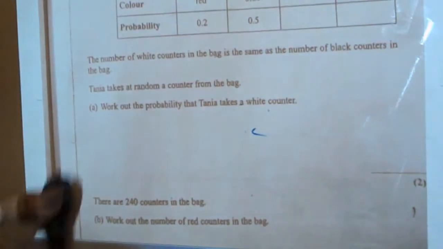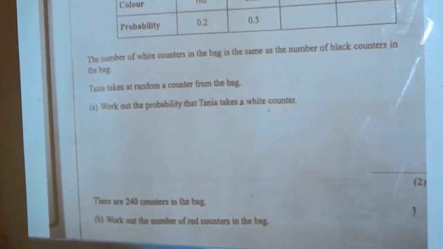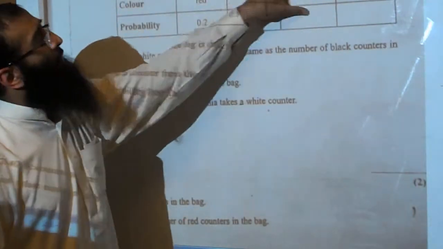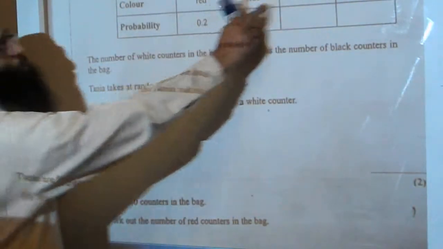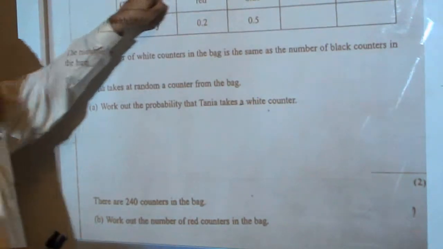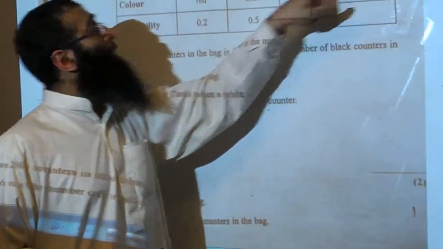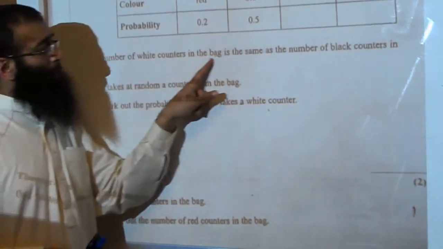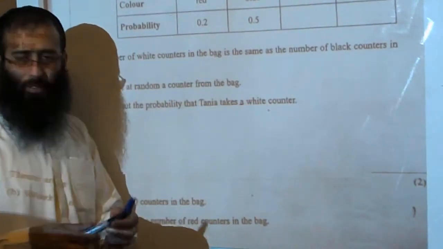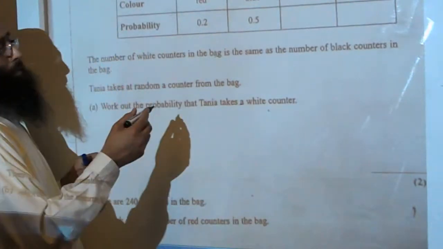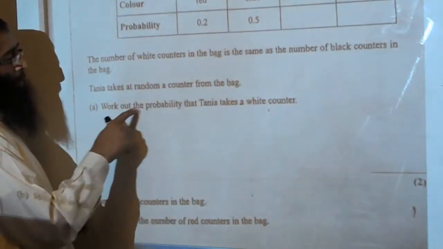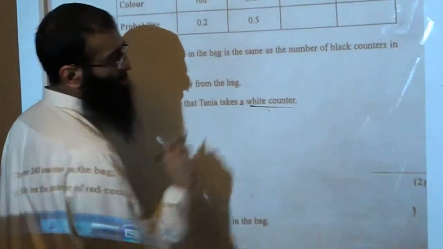Okay, here we go. Here's the next question. There are only red, blue, white and black counters in the bag. The table shows the probability that a counter taken at random from the bag will be red or blue. The number of white counters in the bag is the same as the number of black counters. Tanya takes at random a counter from the bag. Work out the probability that she takes out a white one.